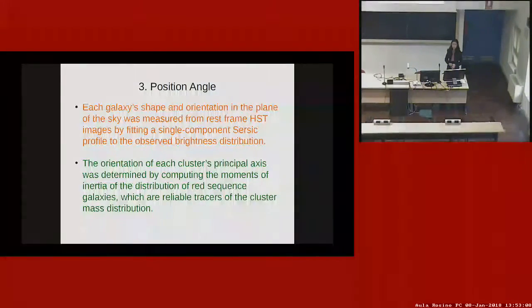The second task that they do is calculate the position angle of the galaxy and the cluster. Each galaxy's shape and orientation in the plane of the sky was measured from the Hubble telescope image by fitting a single-component Sersic profile to the surface brightness, using the GALFIT software. And the orientation of each cluster's principal axis was determined by computing the moment of inertia of the distribution of the red sequence.